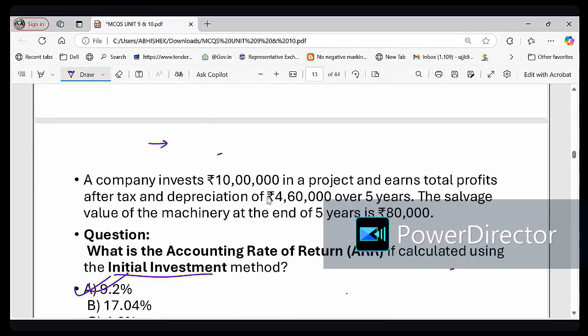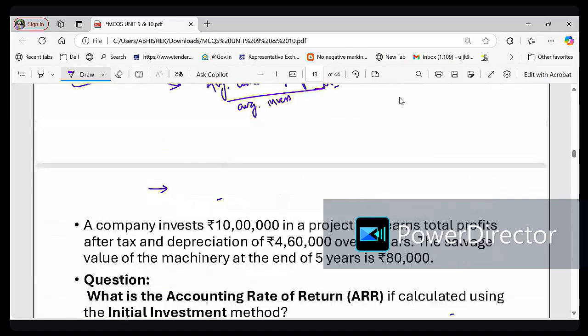Whenever we want to calculate the average, see what is happening here. Let me explain using a graph. Using this graph, you can easily understand. This is a linear decrease. Initial value is how much? Please try to understand this, very, very important. Initial value is 10 lakh, right? Let me write it down, 10 lakh.